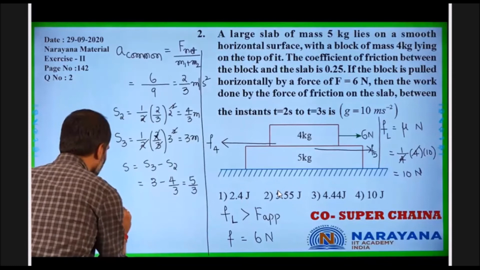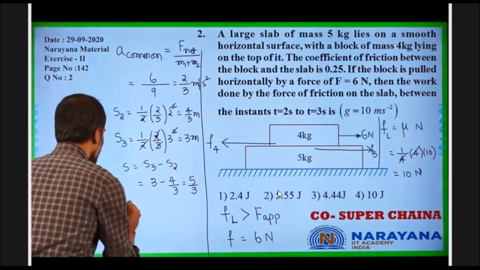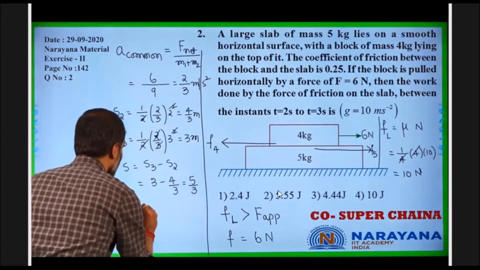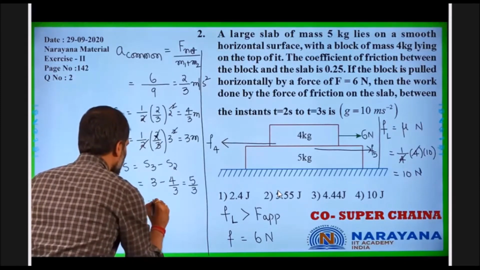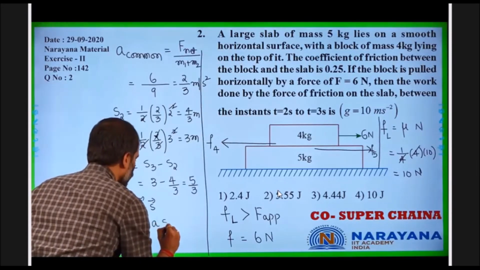So the work done by the force of friction on the 5 kg block over here is F bar dot S bar, which is M into A into S.